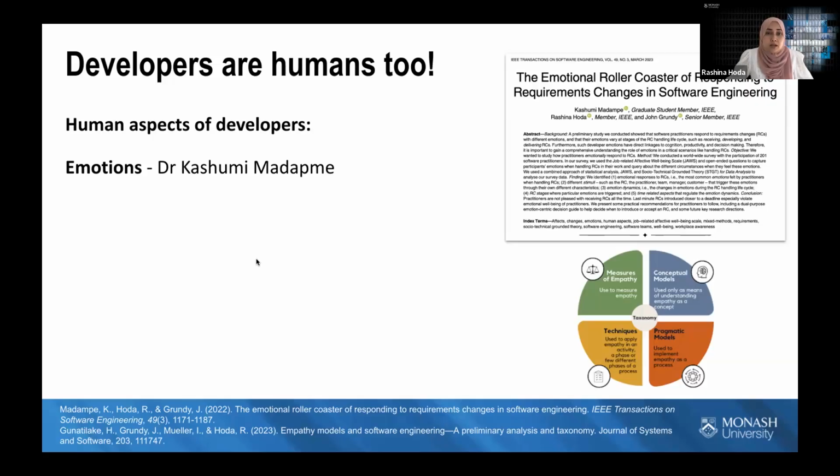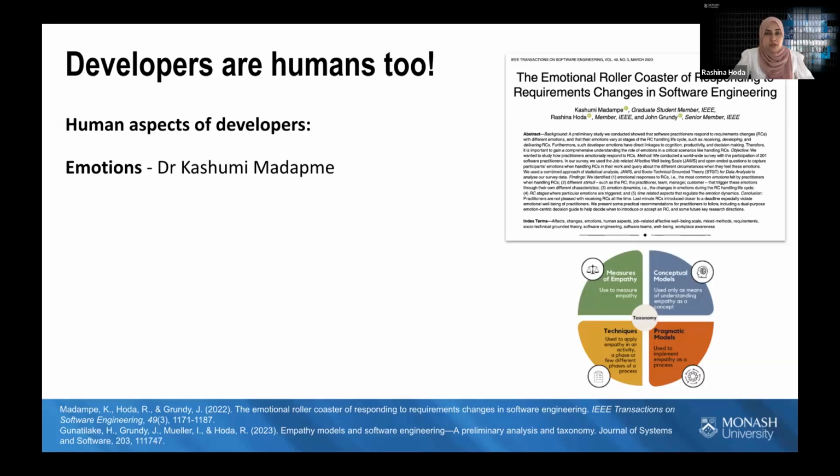So Dr. Kashumi Madampe studied the idea of emotions in human developers. This paper at the top, The Emotional Roller Coaster of Responding to Requirement Changes in Software Engineering, talks all about how software developers respond emotionally when the requirements get changed. So far in your project, I don't think you've faced any changes in requirements per se. There might have been clarifications and so on, but a change is essentially when you've implemented it, or you're planning to implement it, and then the customer comes up and says, well, actually, we're not doing that, right?